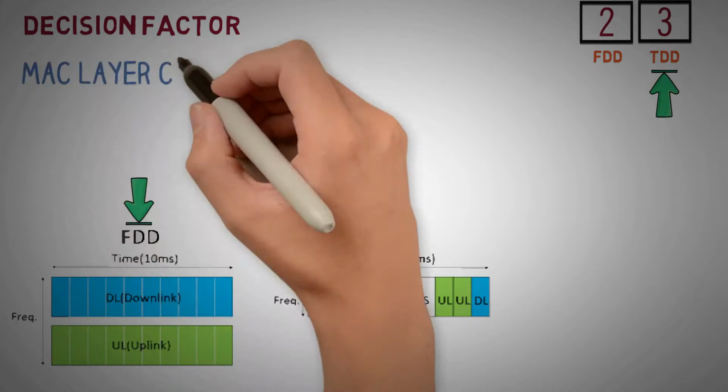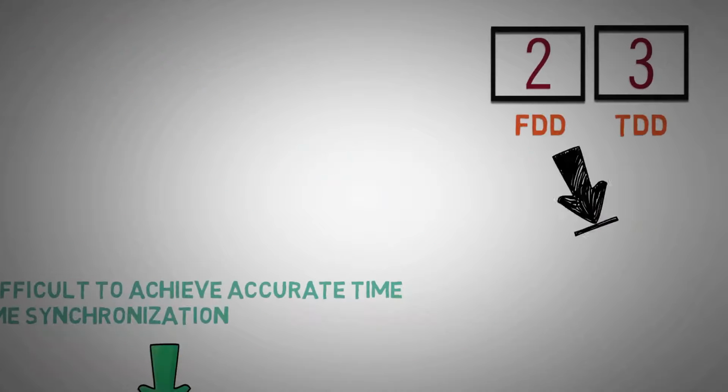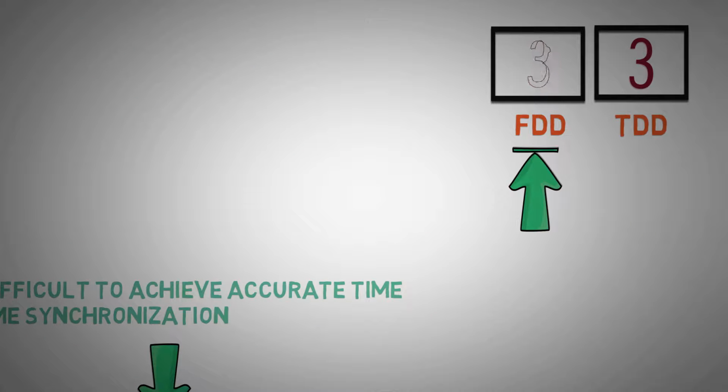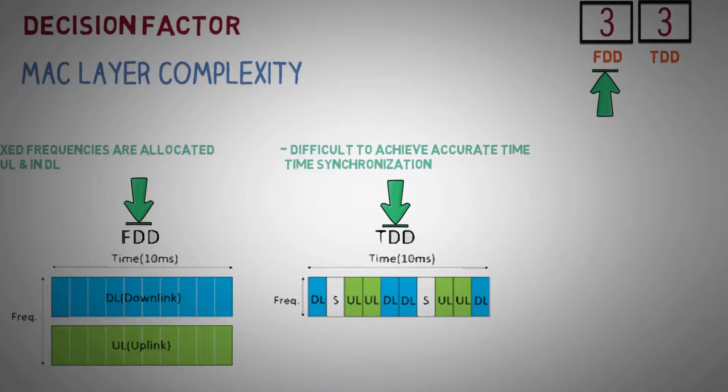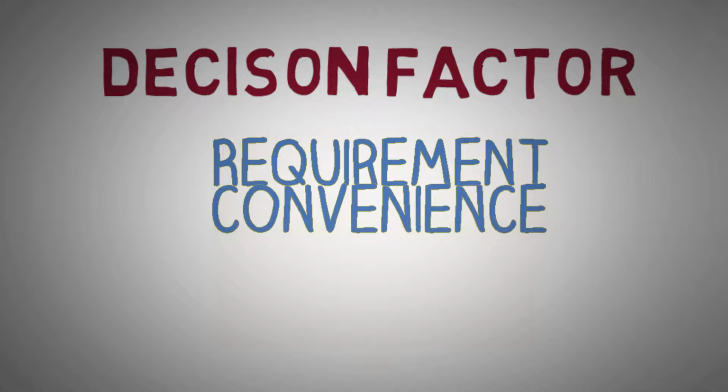MAC layer complexity: the MAC layer in a TDD system is complex compared to an FDD system, as it has to deal with accurate time synchronization between the systems, whereas in FDD there is no uplink and downlink switching mechanism at timescale. Ultimately it depends on the network operator to choose as per requirement, convenience or feasibility.